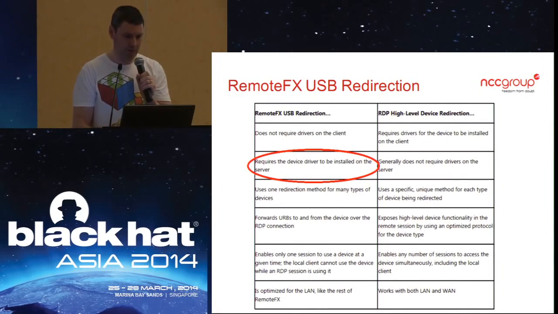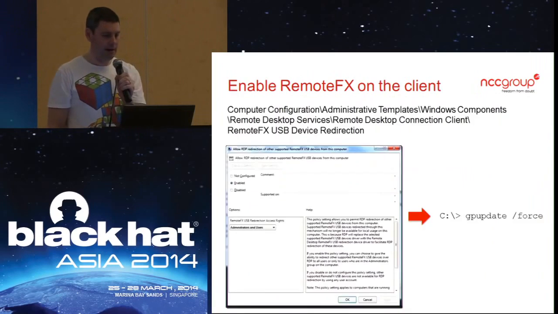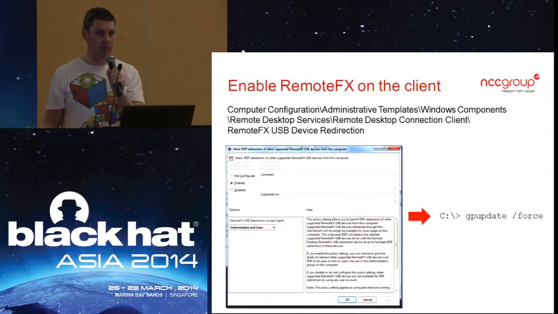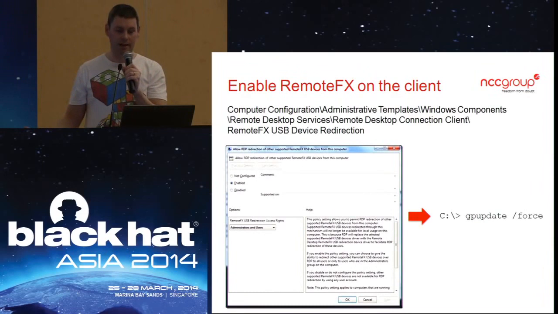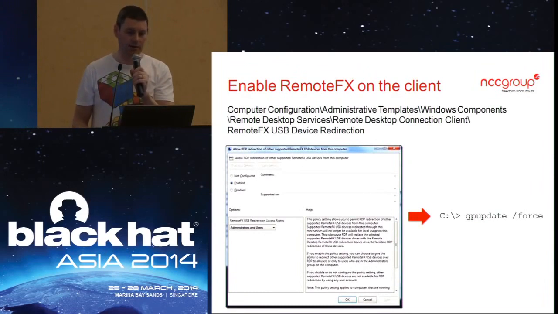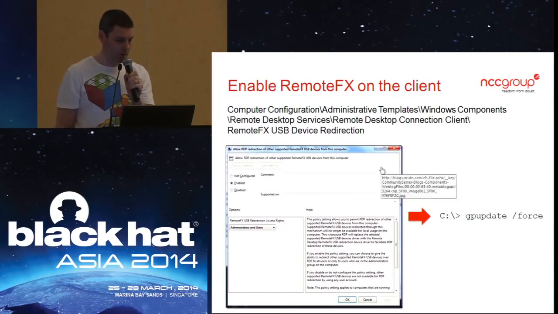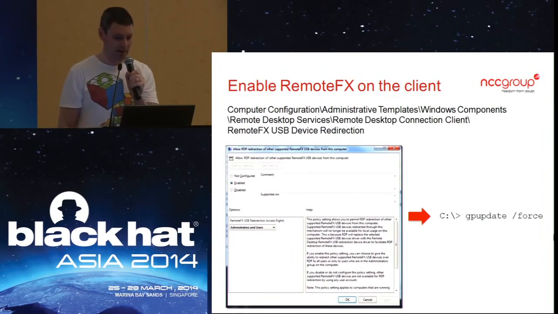So, as you can see, there's a whole bunch of different differences between USB high-level redirection and the remote FX stuff. Now, in order to use it, if you install RDP on Windows Server 2012, the remote FX stuff is just there. But from a client perspective, you need to do a bit of tweaking with your RDP client in order to leverage this functionality. So within group policy settings, you need to allow RDP redirection of the supported remote FX USB devices for this computer, from this computer, and then you do a GP update /force.